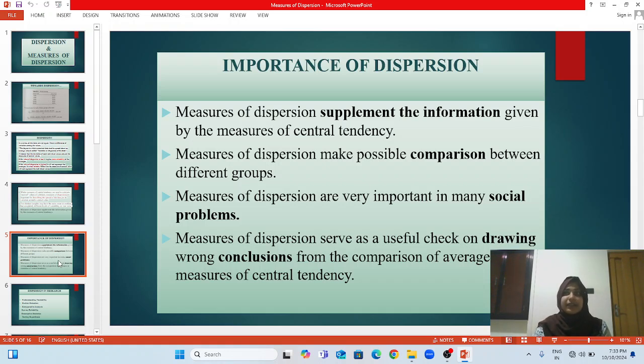It may not represent the individual incomes. The division of labor, etc., are very important social contexts where dispersion is used. Then the last point is that measures of dispersion serve as a useful check on drawing wrong conclusions. But as we said, it is very efficient in comparison. We can avoid reaching wrong conclusions by using dispersion.